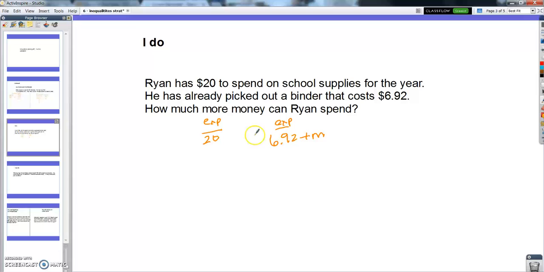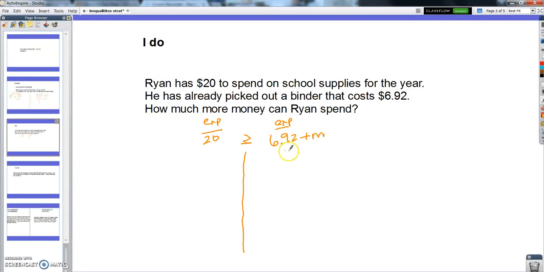Now keep in mind, he doesn't have to spend every single cent of the $20. He can spend less than $20 if he wants, or he can spend exactly $20, depending on how it goes. So any value less than or equal to $20 is going to be okay. So I'm going to use a less than or equal to sign for this side. Common sense, it's tough for me to just look at this and decide what it needs to be. So instead of common sense, I'm going to use the inverse operation strategy, just like I would do for an equation.